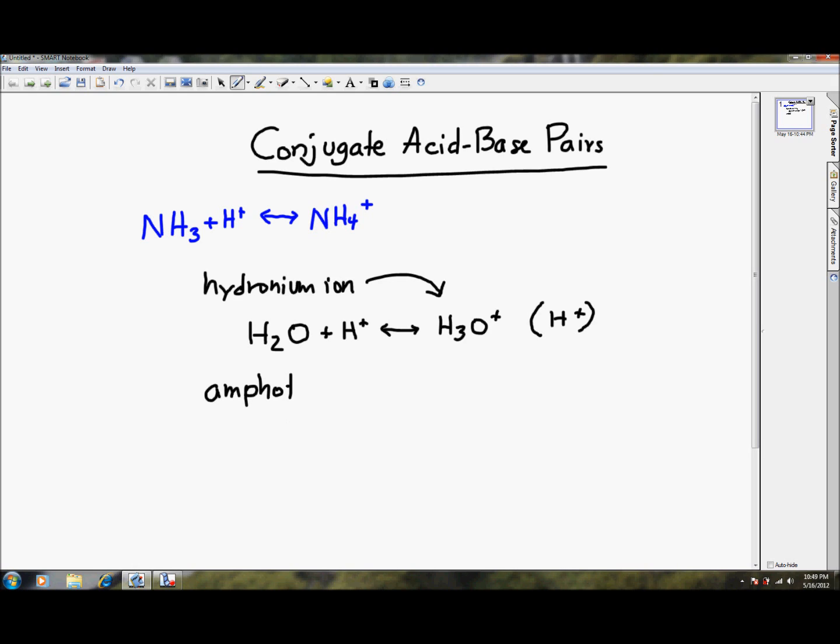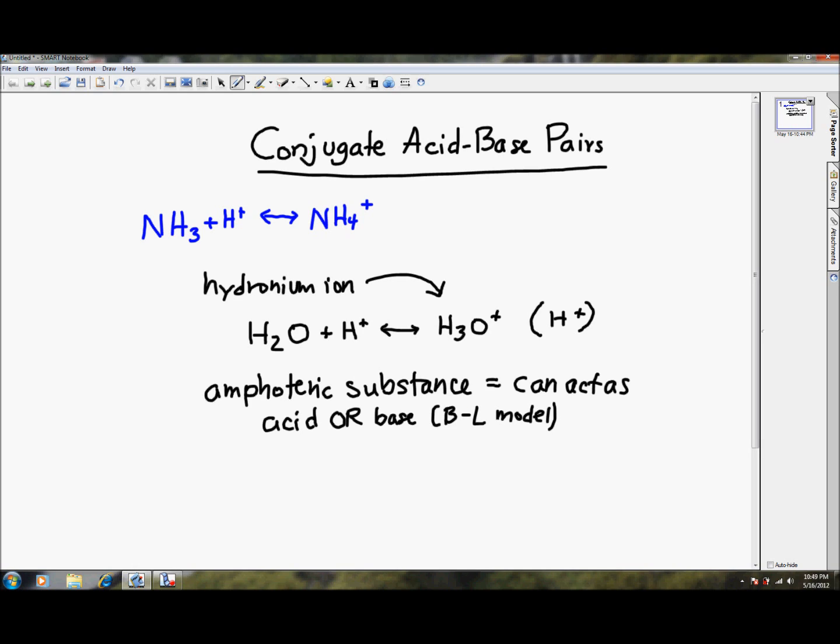The second term is the word amphoteric. I just said that water has the ability to act as both an acid or a base. And that's exactly what the definition of an amphoteric substance is. So an amphoteric substance is one that can act as an acid or a base under the Bronsted-Lowry model. We said that water is an example of that, H2O.